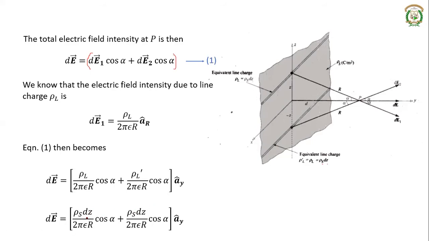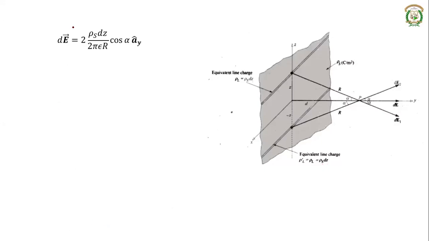So you can write this as 2 times rho S dz divided by 2 pi epsilon r into cos alpha. In the next equation, the 2 and 2 get cancelled. So what we get is rho S dz divided by pi epsilon r cos alpha ay cap. Now cos alpha, alpha is this angle, right? Alpha is this particular angle. So what is the cos of this angle?